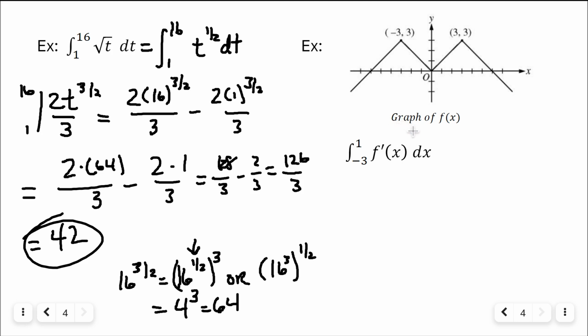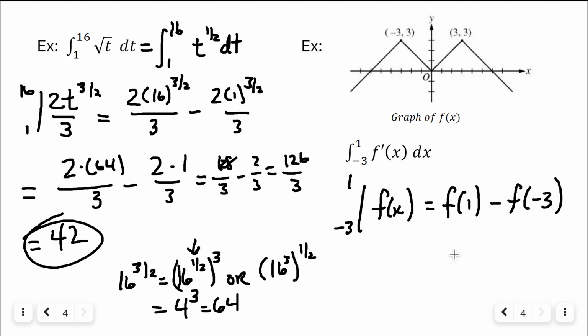So instead of doing it that way, I'm going to have to integrate from -3 to 1 of f prime of x. Now I know what the integral of f prime is, or at least hopefully I should. If I integrate the derivative, I get back to the function. Right? I get back to f of x. The integral of f prime is f. So now I want you to calculate for me f of 1 minus f of -3. Top bound minus bottom bound.